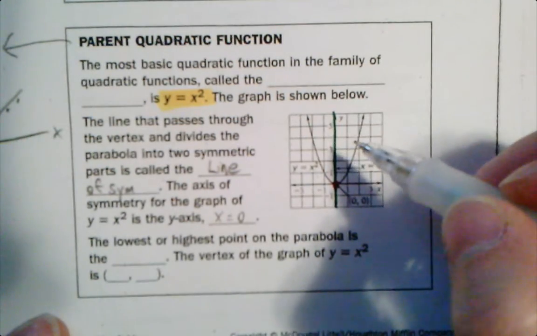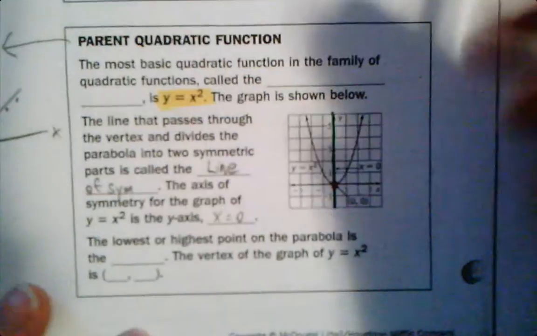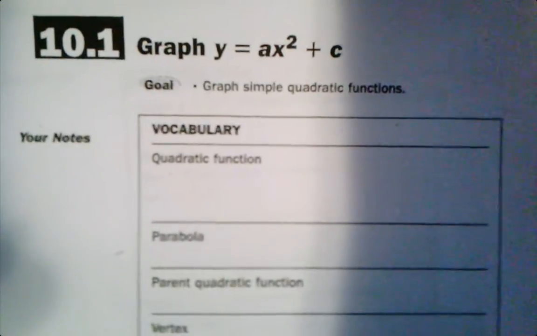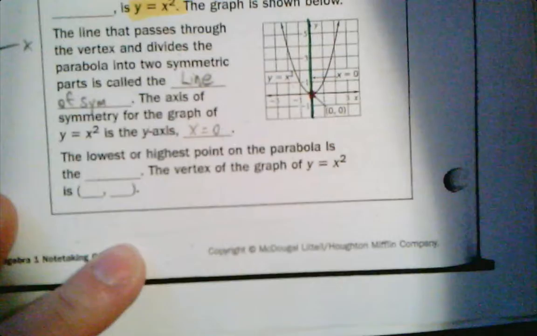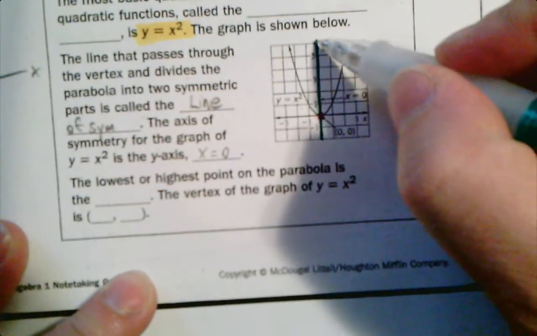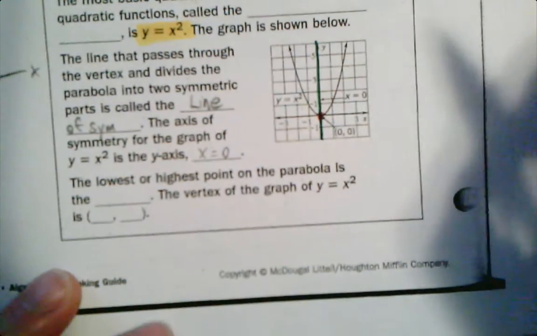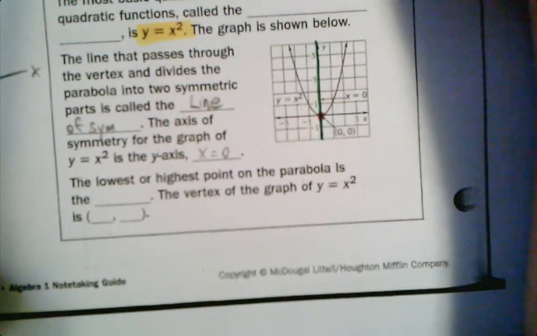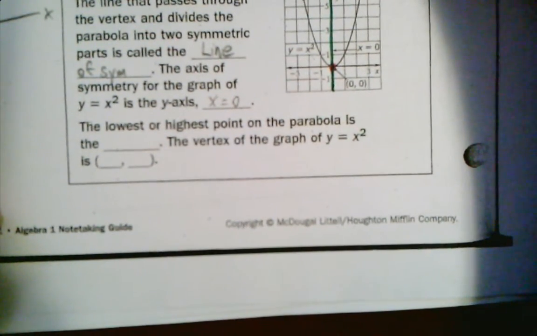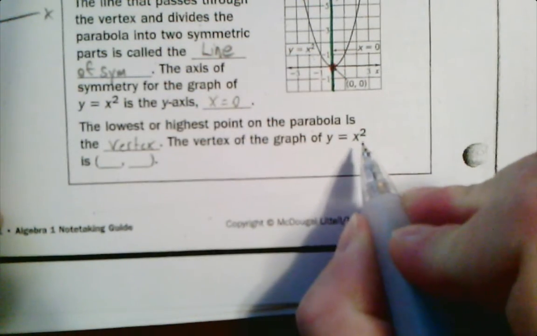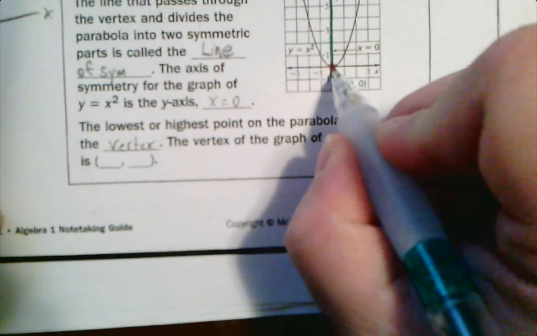But for all of these, you'll notice that for anything that's ax squared plus c, your line of symmetry is always going to be this y-axis. It's not till the next section where the parabola will shift left and right, having different lines of symmetry. All right, so the lowest or highest point on the parabola is, like we already said, the vertex. And the vertex of the graph y equals x squared is, of course, right here in pink. So you'd write that coordinate as (0, 0).